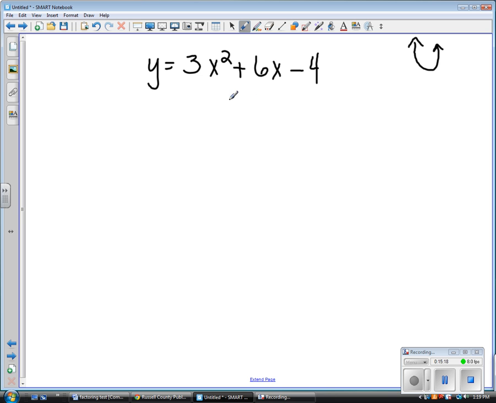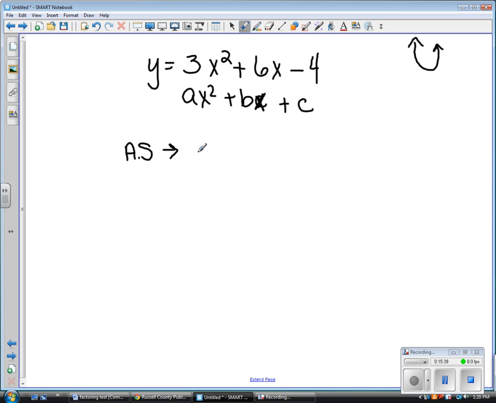Wait, where's A? Remember ax squared plus bx plus c? Here's my A. Because A is greater than 0, it opens up. Okay? Now, let's find the axis of symmetry.